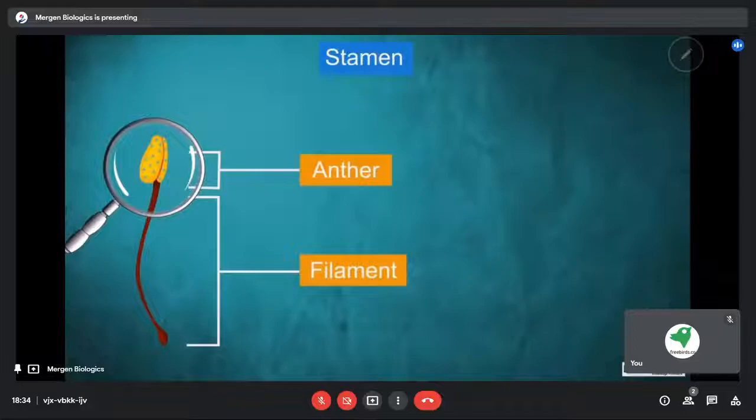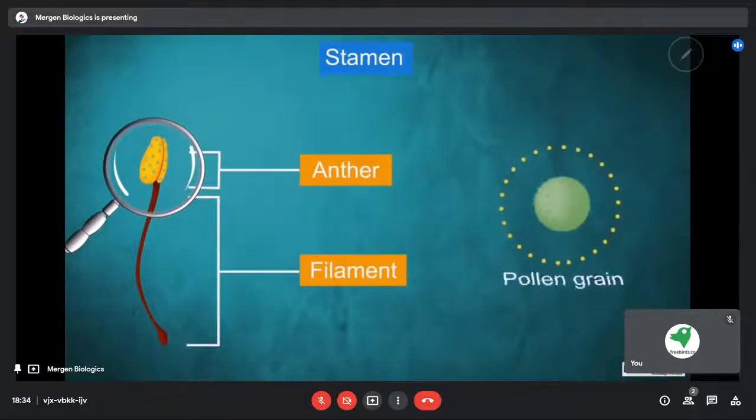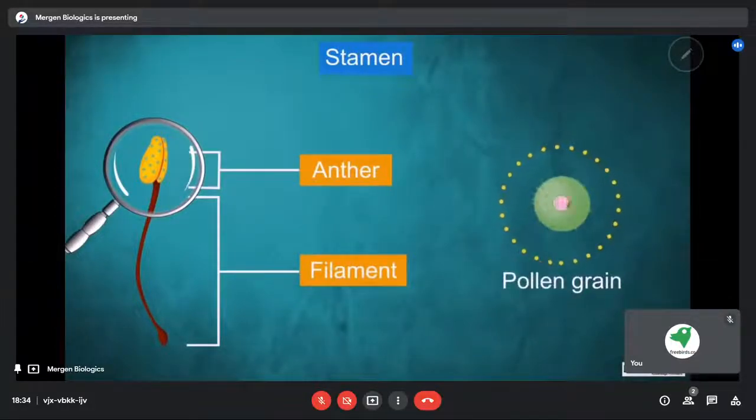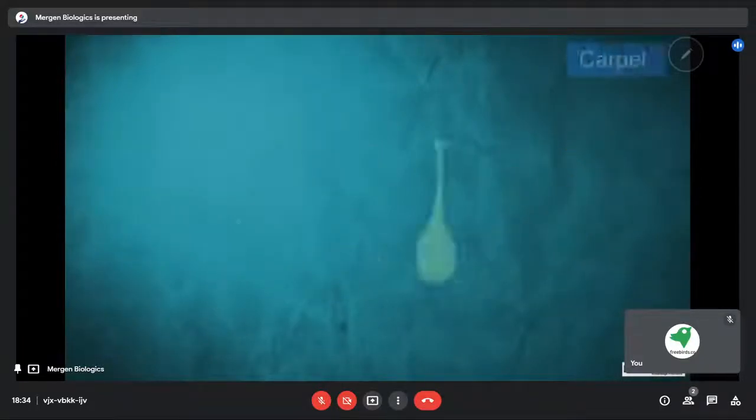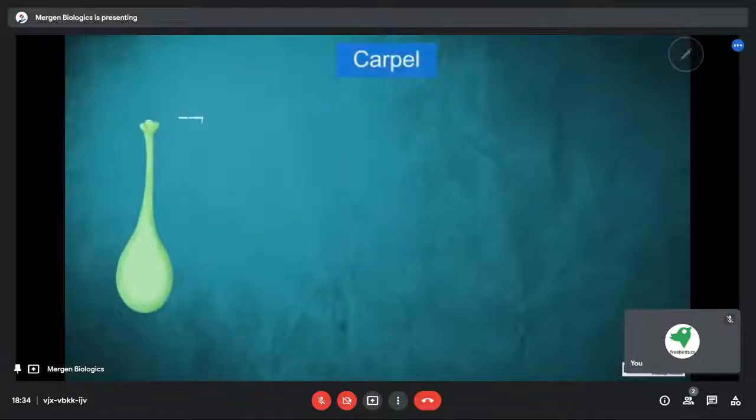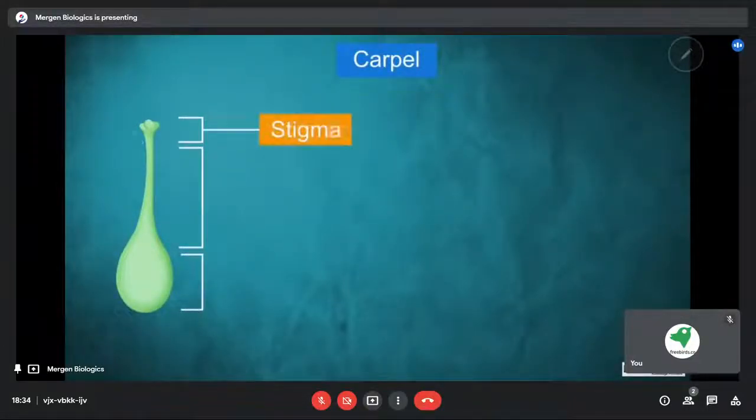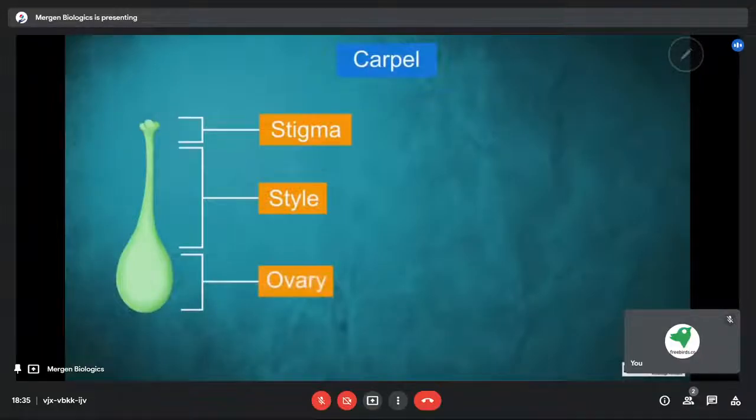So here, the things I have explained already, the anther and the filament, as a whole are known as the stamen, and the pollen grains are the male gametes. Here is the carpel, and it possesses three parts: the stigma, style, and ovary. And inside the ovary, the ovules are present, which are the female gametes.